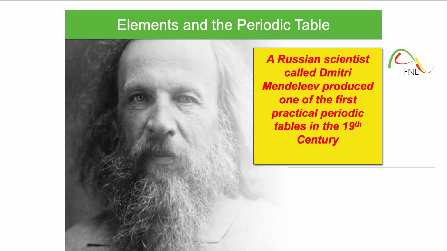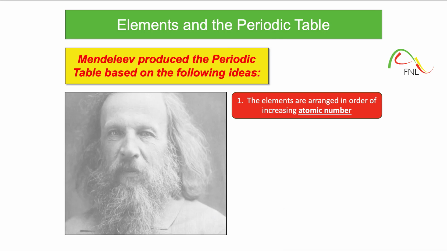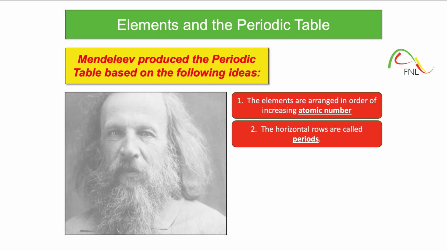Now this gentleman here changed everything. This is a Russian scientist called Dmitry Mendeleev, and he very carefully produced one of the first practical periodic tables in the 19th century. Now he did some important things to make sure it worked. So Mendeleev produced a periodic table based on the following ideas. 1. Elements are arranged in order of increasing atomic number, not atomic mass.